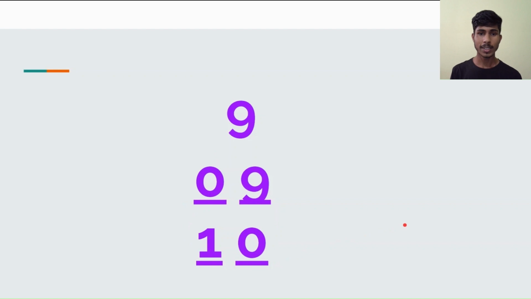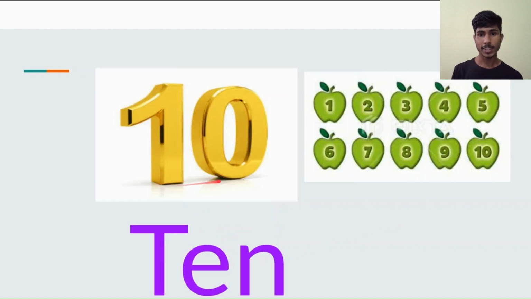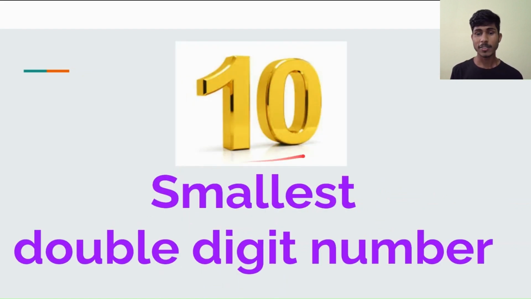1 0 is 10. This is 10, these are 10 apples. Suppose you have these many apples with you, that means you have 10 apples. This is number 10. And because 10 is the first double digit number, this is the first number we are learning with two digits, right? This is the first double digit number. That is the reason this is the smallest double digit number, and the next numbers will be higher than 10.